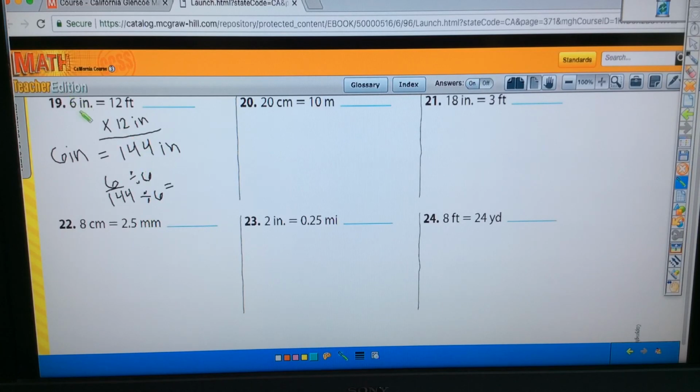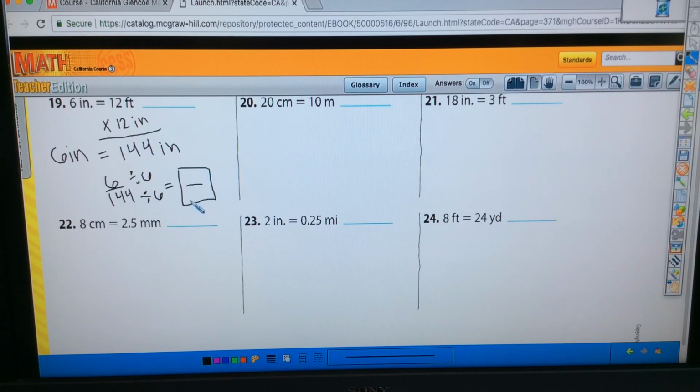So 6 inches on the drawing is equivalent to 12 feet in reality. Well, I want to convert 12 feet to inches. Well, there's 12 inches in a foot, so I'm going to say 12 feet times 12 inches tells me that in 12 feet there are 144 inches. So now that I have the same unit of measurement, I can go ahead and write my ratio. So 6 over 144, I can reduce that. Whatever you get here is going to be your final answer.